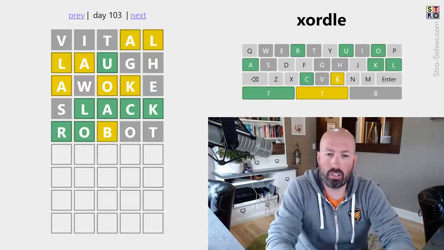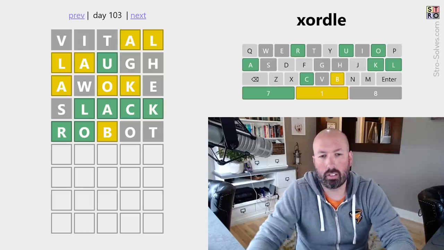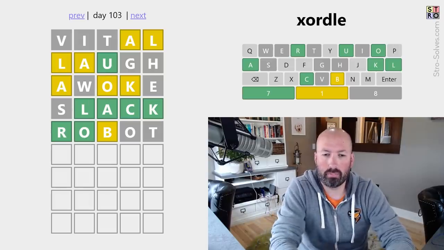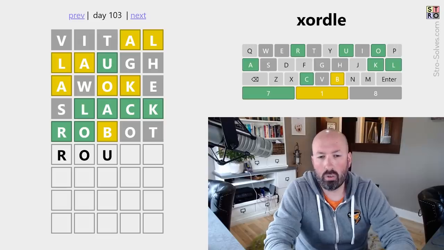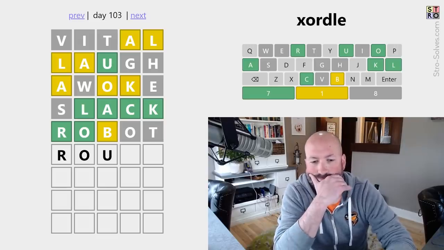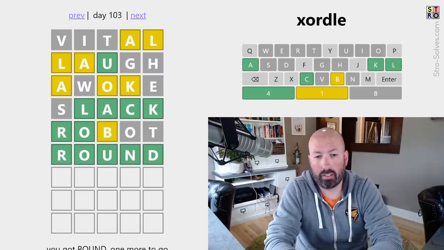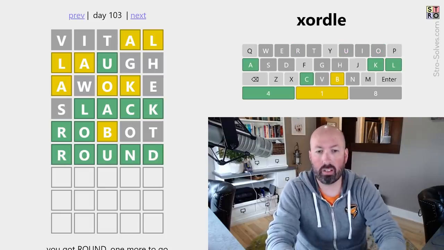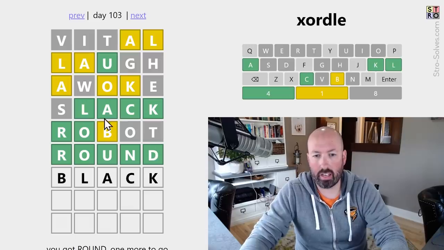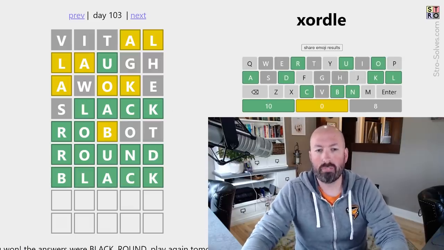Okay. So... could be O-U. Could do R-O-U, but then what's gonna be... round. Round would be good. Let's go with that. Okay, it was round. So the other one is... black then, because it's L-A-C-K and it has the B, round and black. Okay, cool.